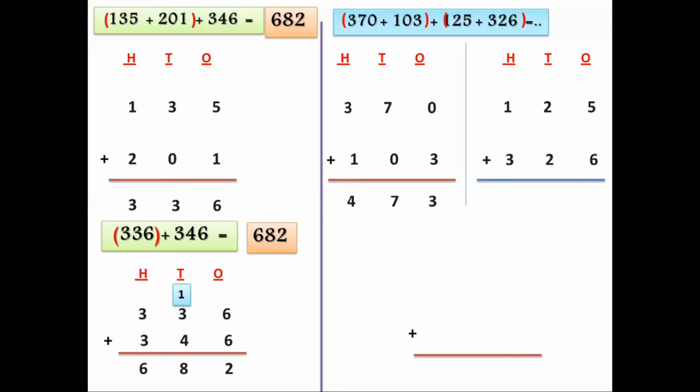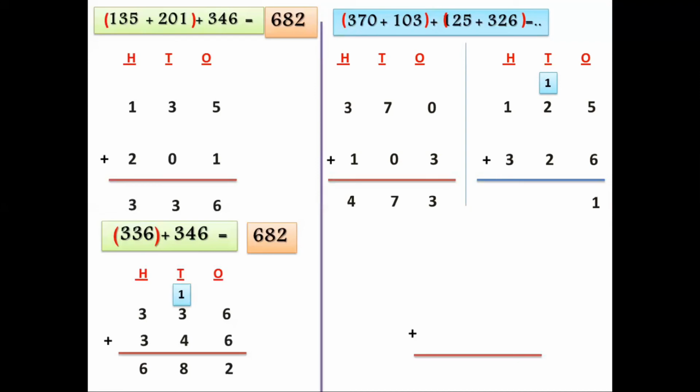To get the sum, we start adding ones here. In ones, we have 5 and 6. 5 plus 6 equals 11. But we can't write 11 in the result. So we will write number 1 and carry 1 over to the next higher place because we can't write more than 1 digit in each place.